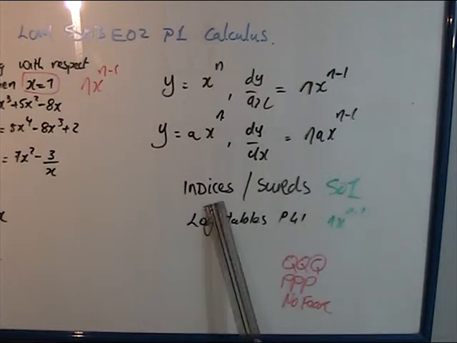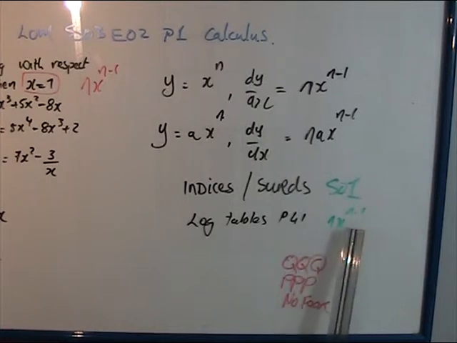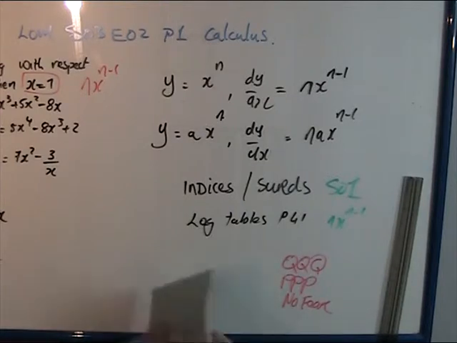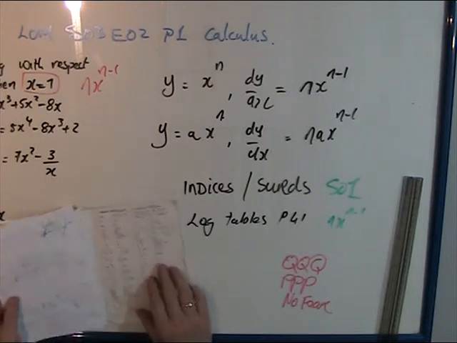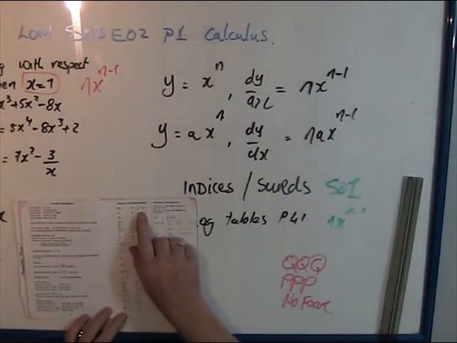Now remember, the indices and surds which we're going to do is in Series 1. Log tables page 41 for this formula in the top left hand corner. I'll just get it out now so I can show you. 41 is at the back, and you see it there, 41, and the function derives n times x to the power of n minus 1.